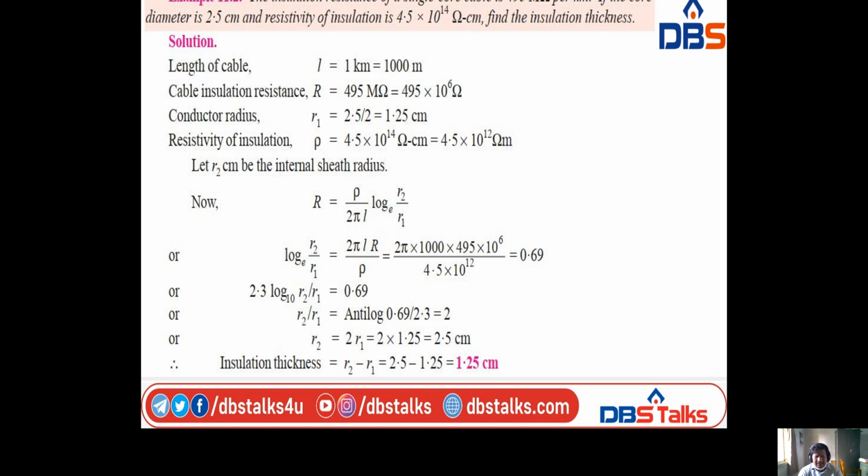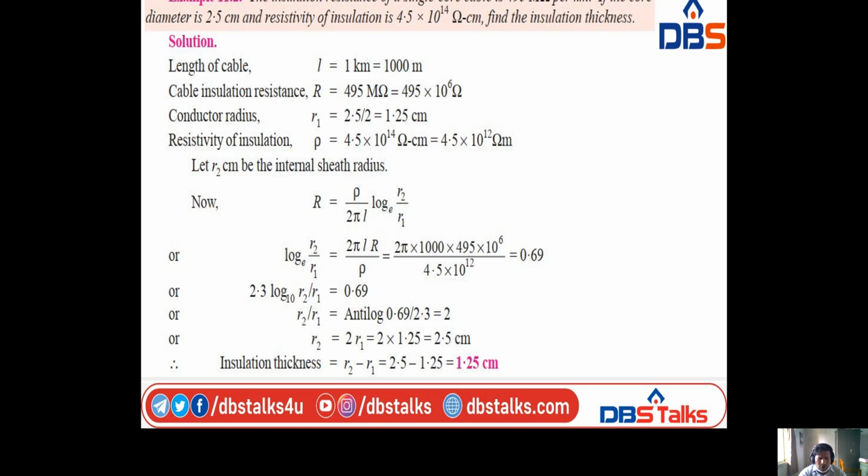By calculating the above expression with the help of a calculator, we get the right hand side of that equation equal to 0.69. That means log R2 by R1 base e equals 0.69. And now convert log base e into logarithm base 10. So log base e equals 2.3 log base 10, right? 2.3 log R2 by R1 base 10 is equal to 0.69.